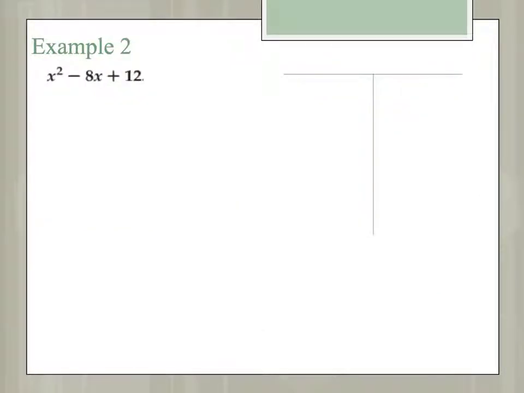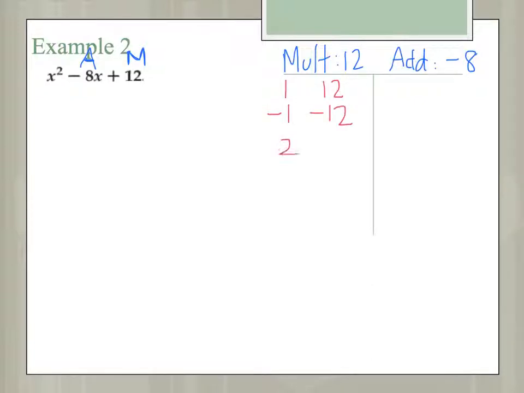So again, here is another example. I want to add two numbers that give me negative 8, and I want to multiply two numbers that give me positive 12. So I want to find numbers that multiply to get 12 and add to get negative 8. Let's pick some factors of 12. We know 1 and 12 and negative 1 and negative 12. We know 2 and 6 and negative 2 and negative 6. And we know 3 and 4 and negative 3 and negative 4.